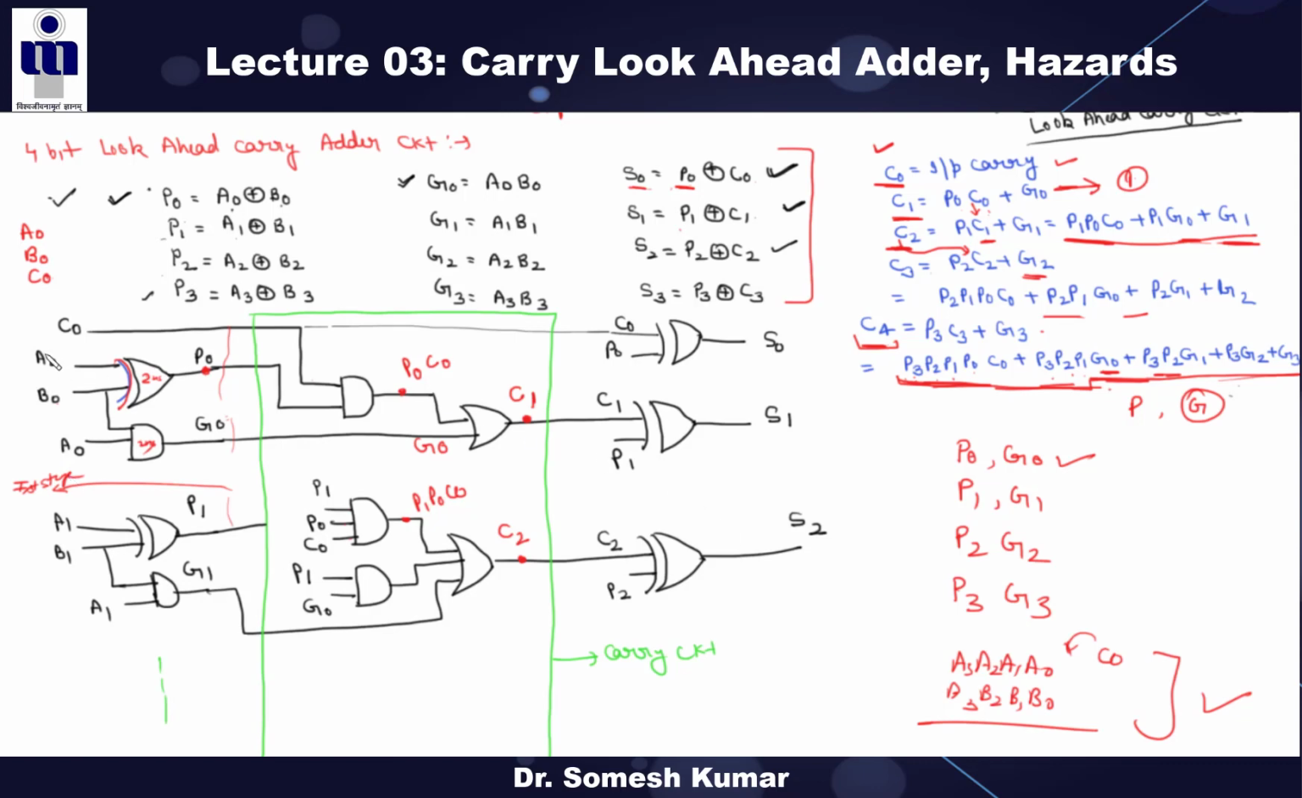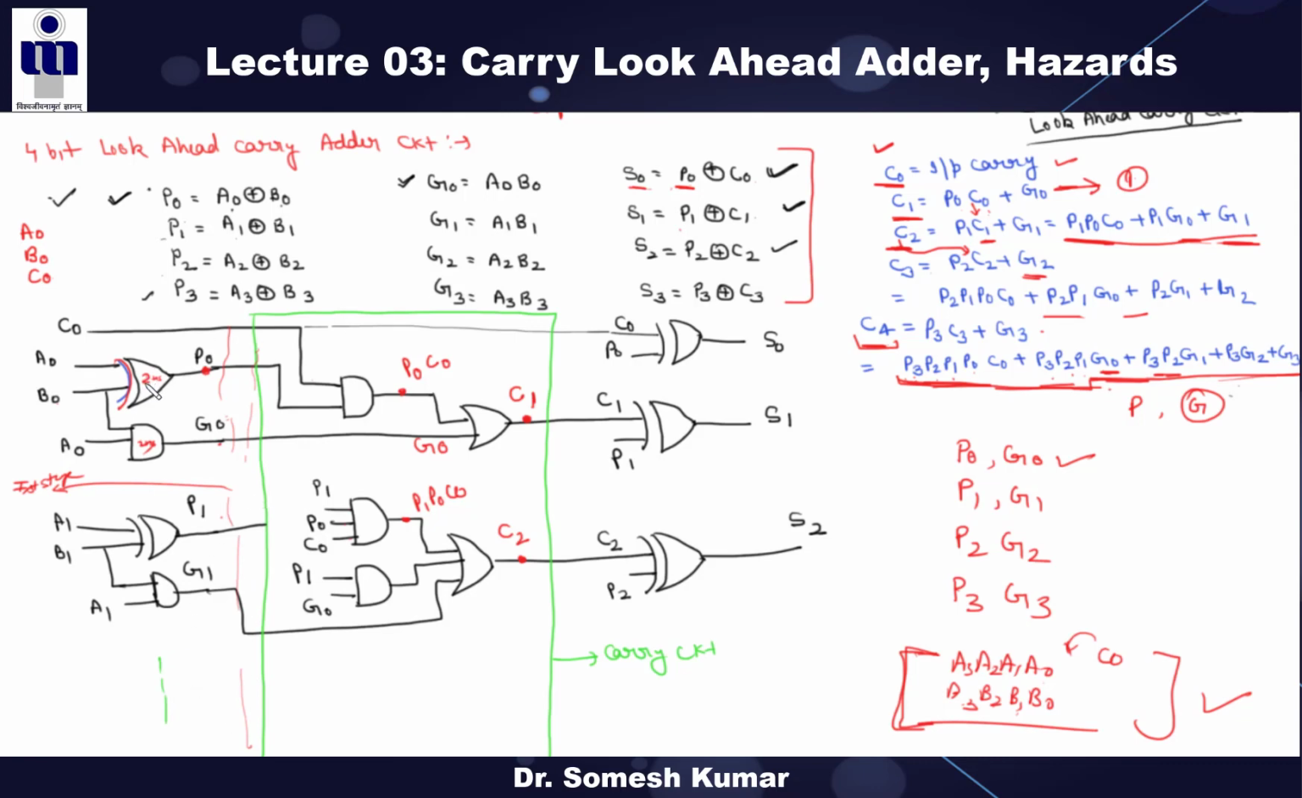The question is, if all these inputs are given, A0, B0, A1, B1, A2, B2, A3, B3, you have to do the addition of these 4 bits. Clear? All these inputs are given. So my question is, after how much time will you get all these P0, G0, P1, G1, at this stage?